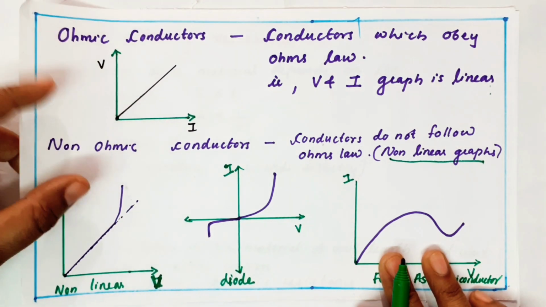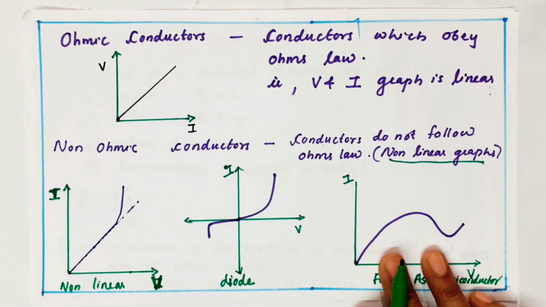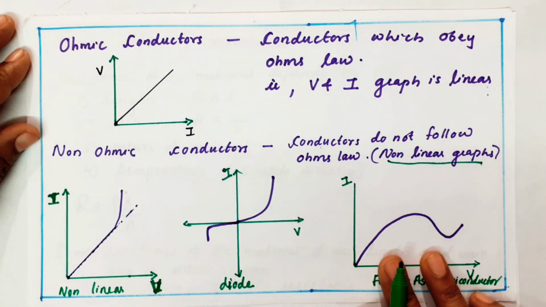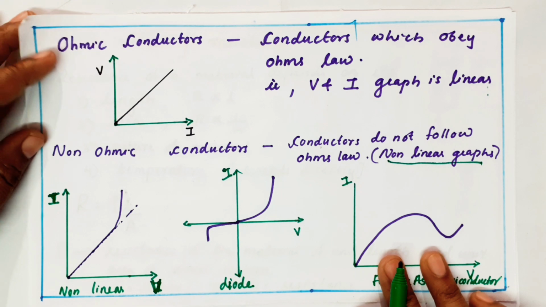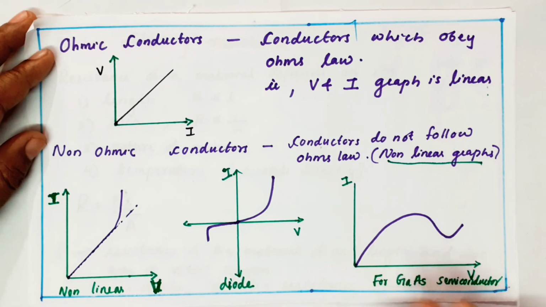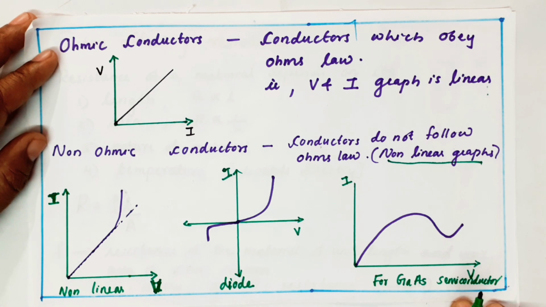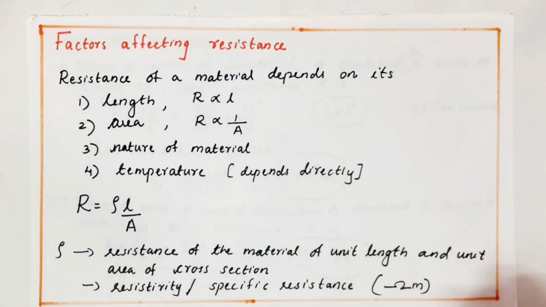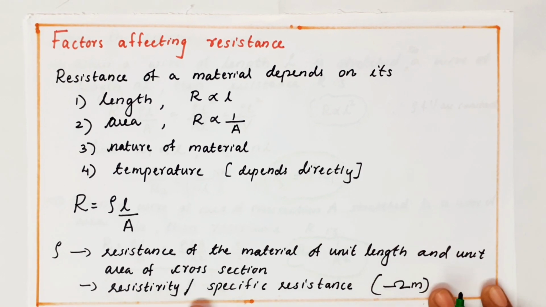So I hope you understood what I told. What is Ohm's law? The potential difference across 2 points of a wire is directly proportional to the current provided at constant temperature, and we have ohmic conductors and non-ohmic conductors. We explained ohmic and non-ohmic. Ohmic means which obeys Ohm's law. Non-ohmic means it does not obey Ohm's law. Now I am going to the next topic: what are the factors affecting resistance.